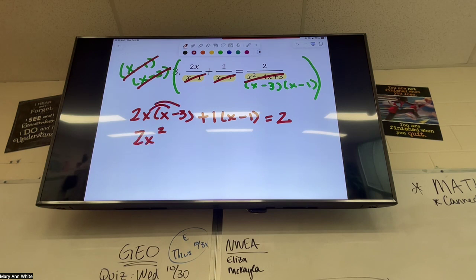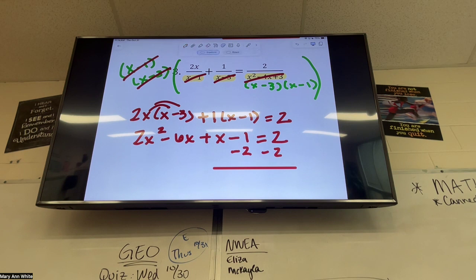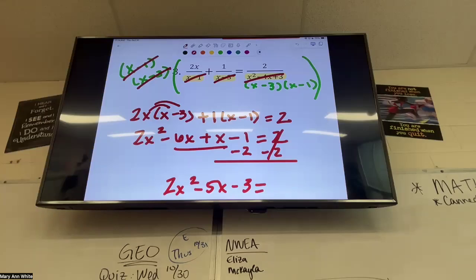Distribute. And I am going to bring everything to one side because I warned you that it should all factor or quadratic formula. And so you have to bring everything over in order to do both of those things. Combine any like terms. And get down to here.